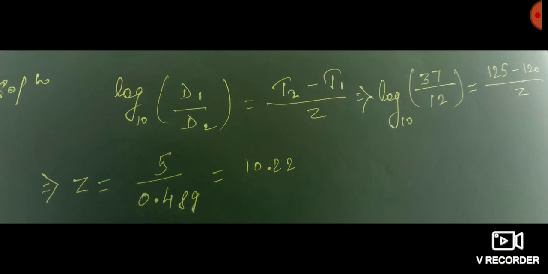Only thing you have to take care about is the placing of D1 D2 and the placing of T1 T2. Means log base 10 D1 by D2 is equal to T2 minus T1 by Z. Here, friends, I have considered D1 by D2, so it is T2 minus T1. If I consider D2 by D1 then it should be T1 minus T2. So only this thing you have to take care here.